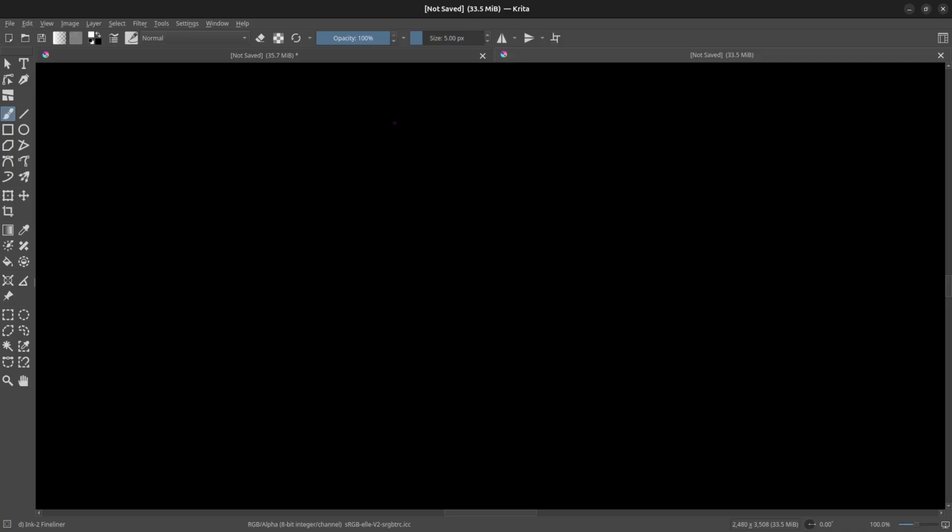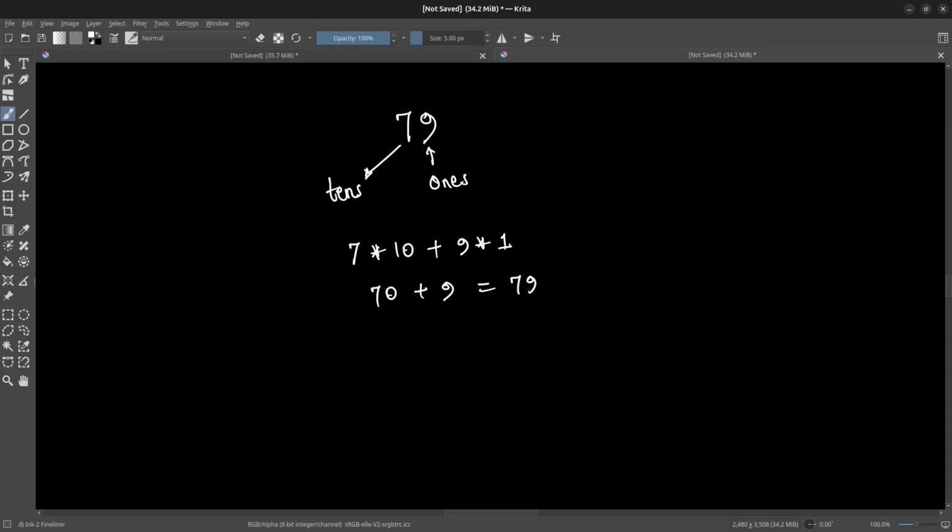Take a two-digit number like 79. The thing you need to know is that this 9 is in the ones place and this 7 is in the tens place. So how do you get 79? You take 7 times 10 because it's in the tens place, plus 9 times 1 because 9 is in the ones place. So you get 70 plus 9, and that is how you get 79.